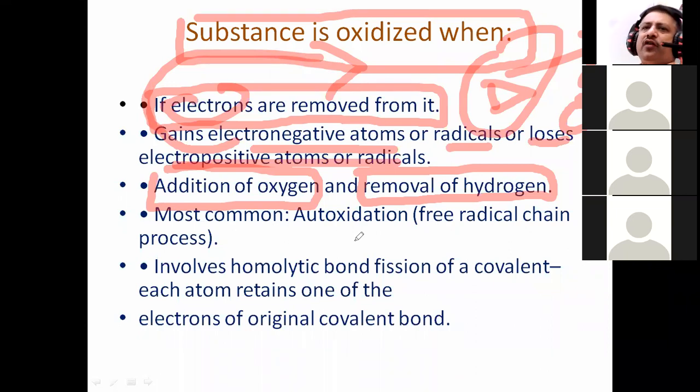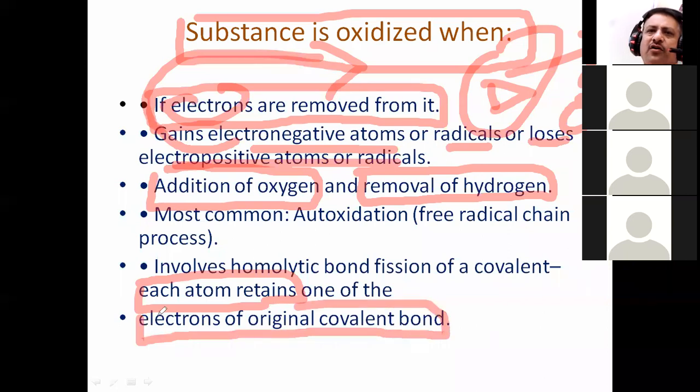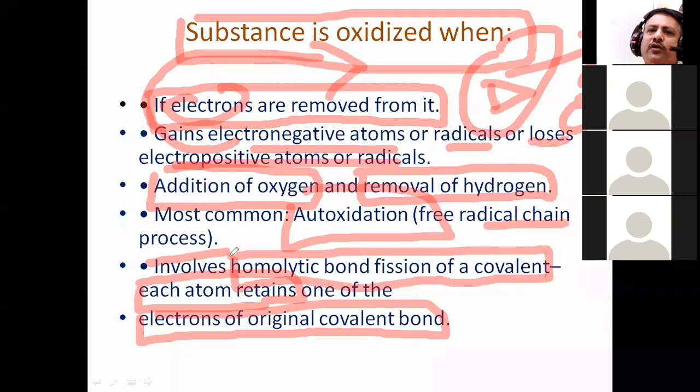Now it involves homolytic bond fission of a covalent bond, and each atom retains one of the electrons of the original covalent bond. So when we talk about this process of auto oxidation, which is also called a free radical chain process, it involves the homolytic bond fission of a covalent bond, in which each atom will retain one of the electrons of the original covalent bond.